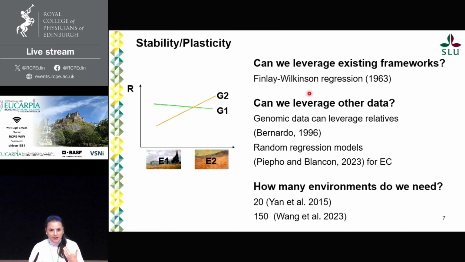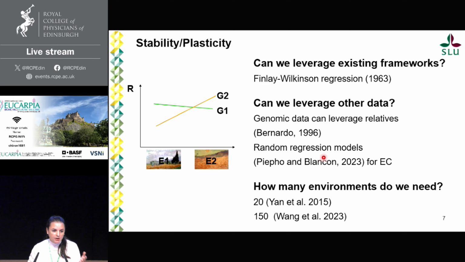And then we started to think, can we leverage other data? And we have the framework of the mixed models using the relationship matrix, and we can use that and borrow information because these models need a lot of data. So when you want to estimate this stability, you need to have a very good representation on the X, right? You need a large number of environments here. But if we borrow information from relatives and use our genomic estimated relationship matrix, then we can leverage that data.